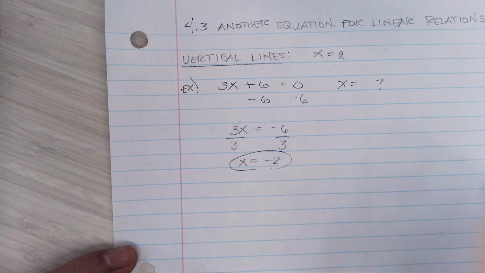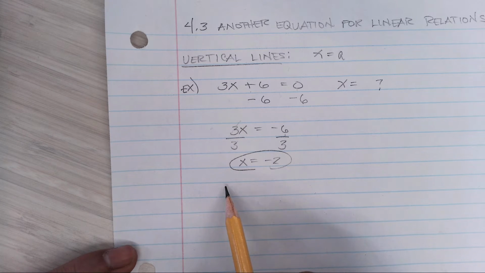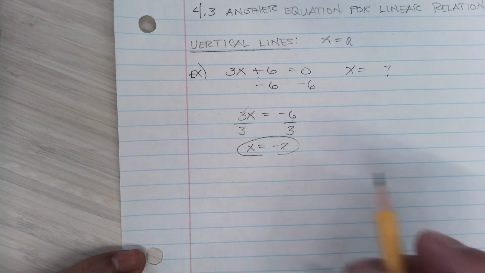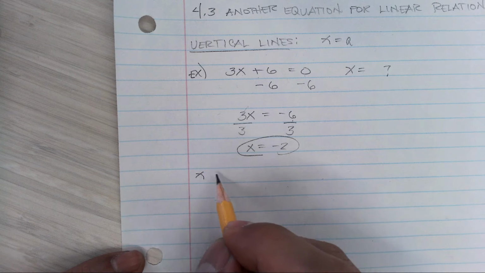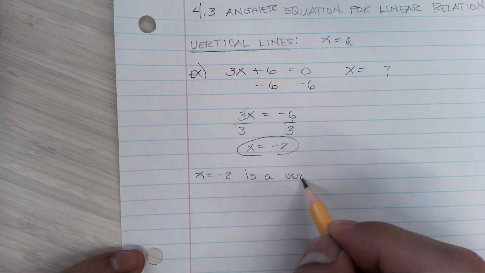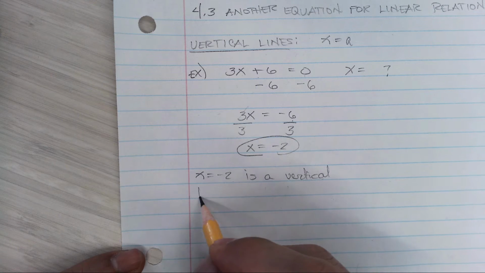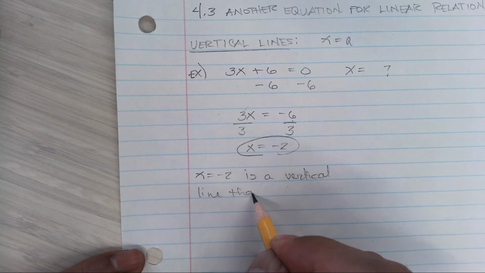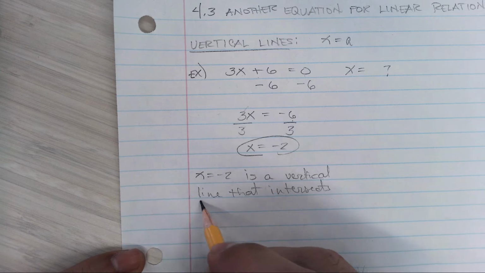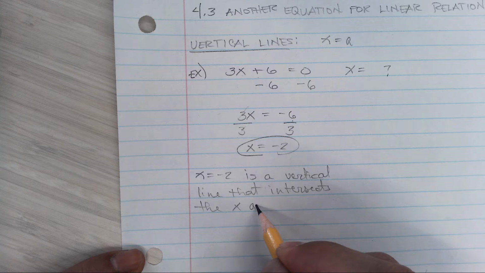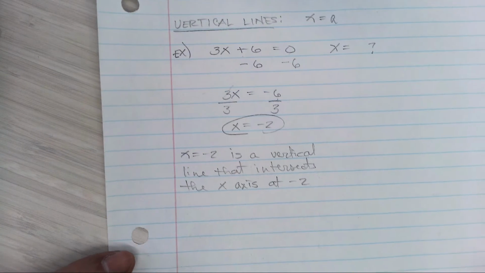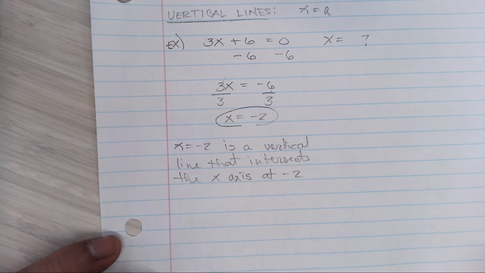So now, just to get this part over with, how do you describe this x equals -2, or this vertical line? Well, this is your description, and you can use this template. x equals -2 is a vertical line that intersects the x-axis at -2. That's your description. And now how do you graph this?